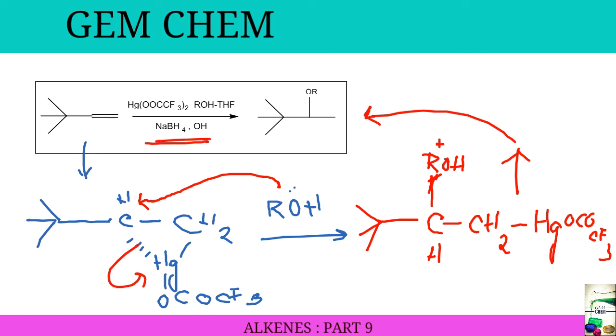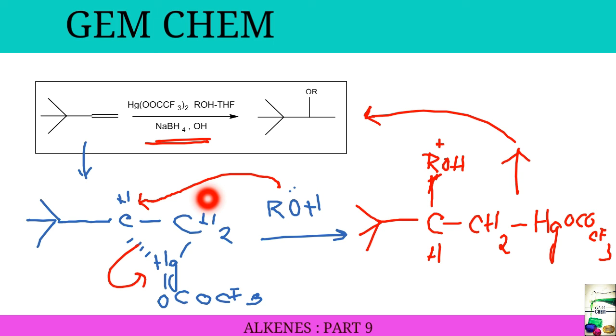So what is important? This is an important technique to obtain ether, and ROH and OCOCF3 are in competition to react with the mercury bridged carbocation, but because of the strong minus I effect of the CF3 group, ROH is more nucleophilic than it. So ROH attacks the mercury bridged compound, that is the carbocation, to yield an ether.